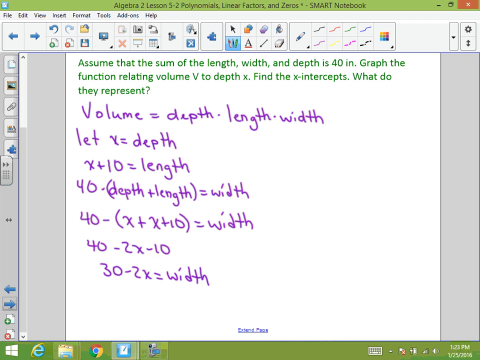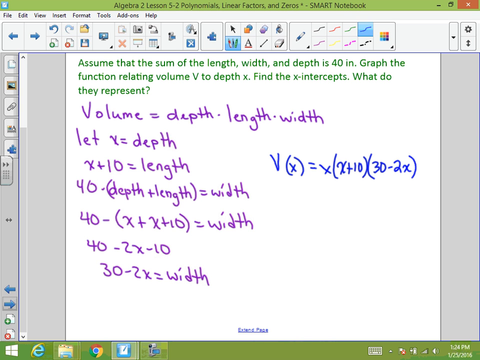Okay, so now I have my depth, my length, and my width, and we know that volume equals depth times length times width. So the volume in terms of x, V of x, is going to equal my depth, which is x, times my length, which is x plus 10, times my width, which is 30 minus 2x. So that is the volume function.